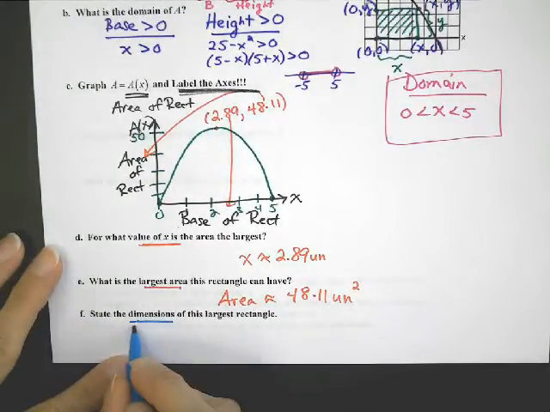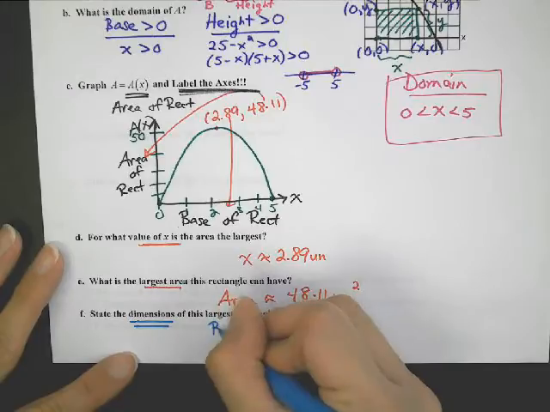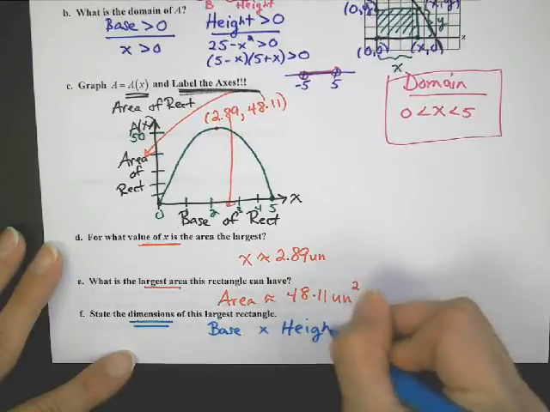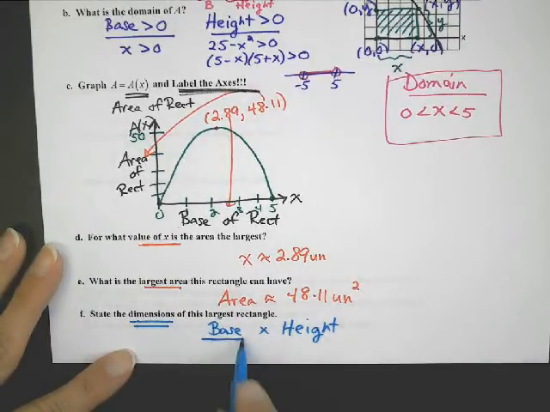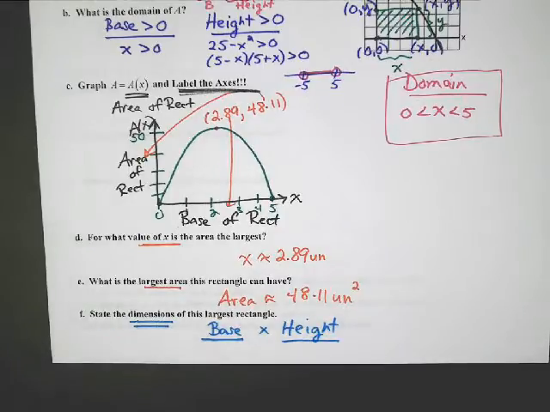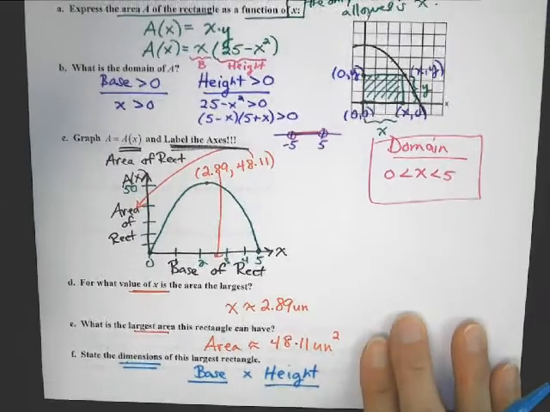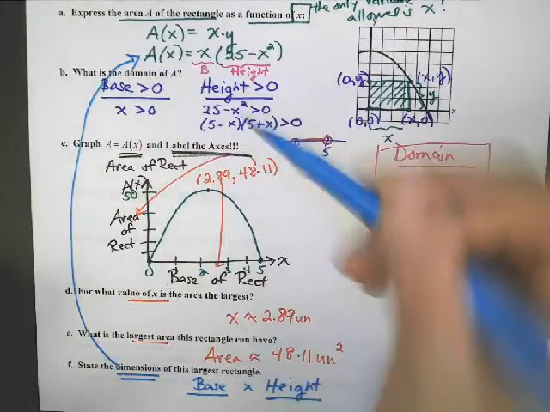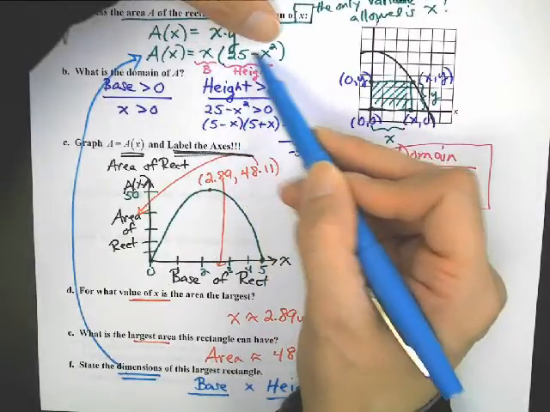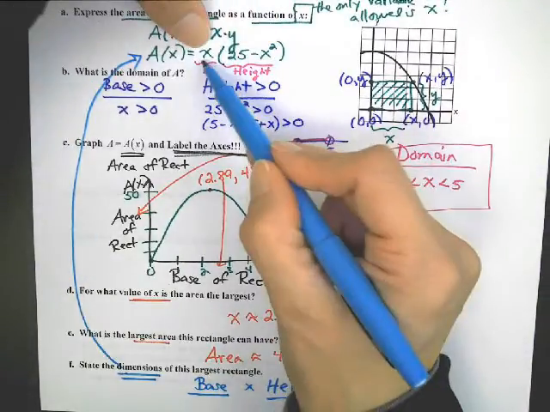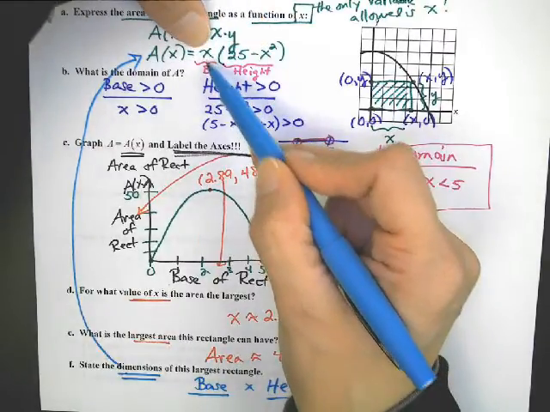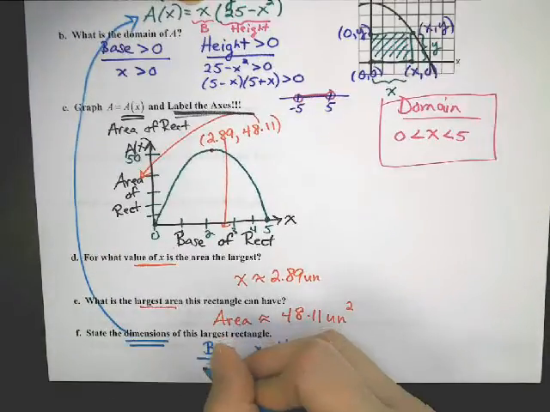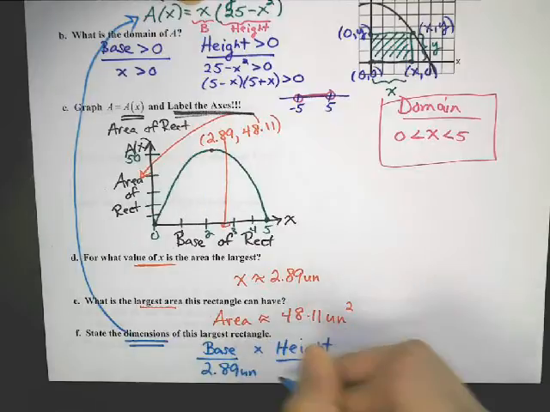Okay, and now it's time to talk about dimensions of the rectangle. Dimensions are the base and the height. The base by the height. If you had a triangle, it would also be base and height. So I have to say the base and I have to say the height. Let's go look at our rectangle up here. In fact, the best place to look for dimensions is the equation. Here's the base, here's the height. That's how you do area. Base times height. So the base is the x, and I already found out the x, 2.89. So the base is 2.89 units.